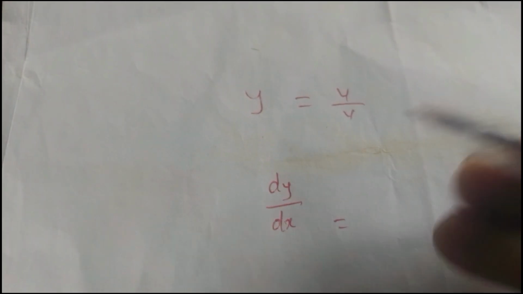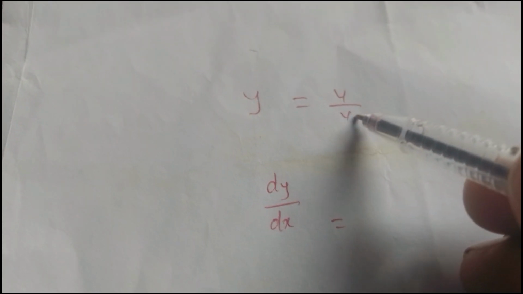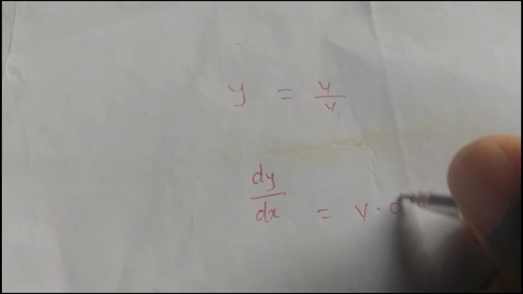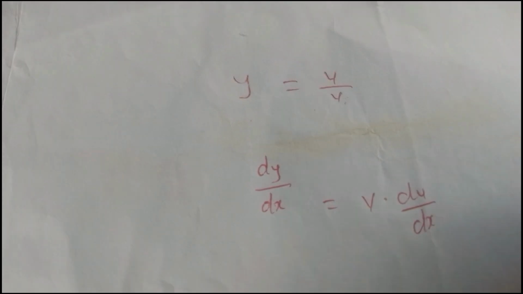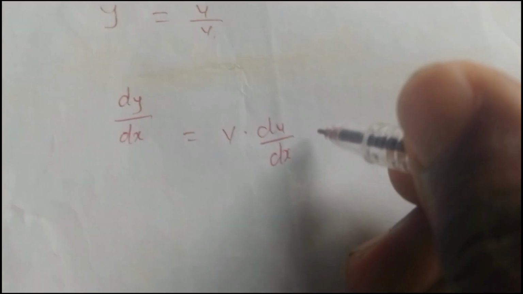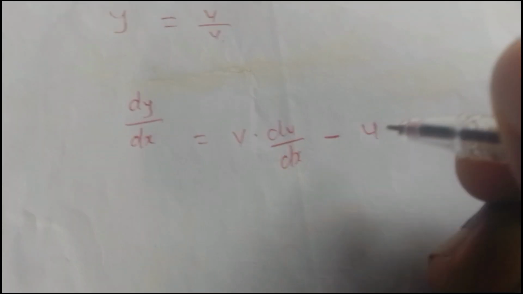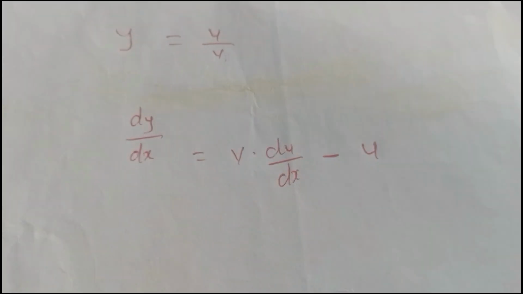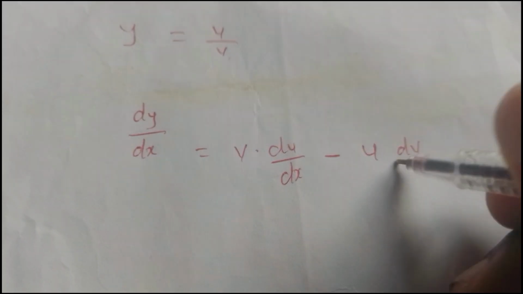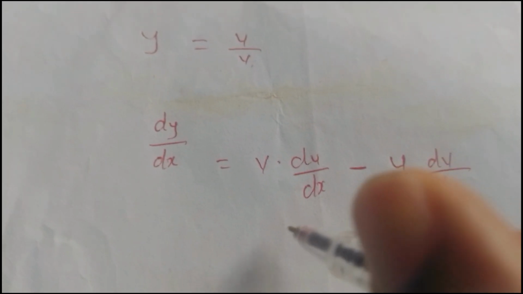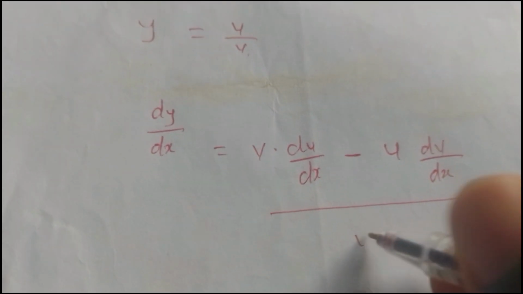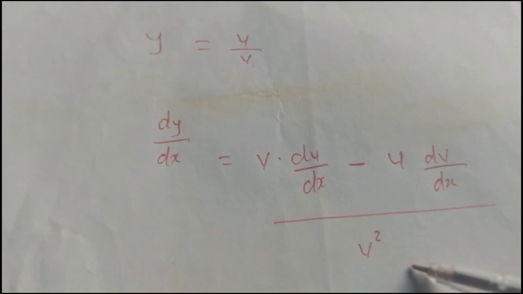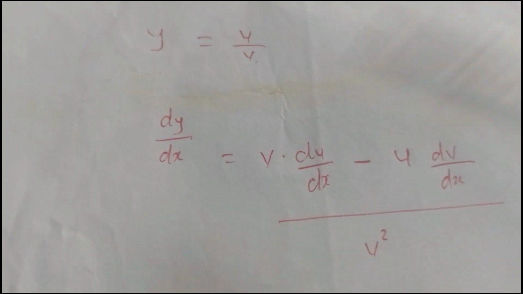it is going to be the second function, that is v, multiplied by the derivative of the up function, or the first function, minus the second function multiplied by the derivative of the second function, divided by v squared. You notice that it's the denominator that is squared here, and it's the one that comes first.